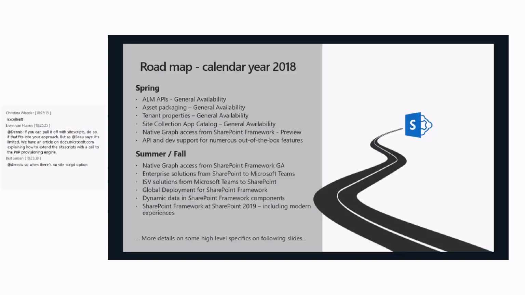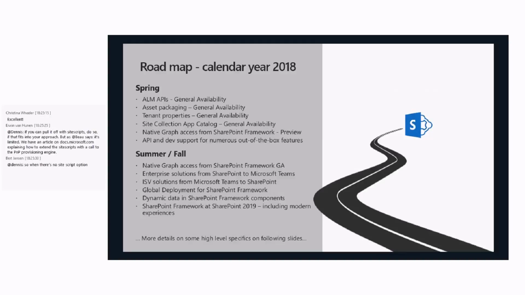Calendar year, we released a lot of stuff during the spring. Obviously, right now on the summer-fall timeframe, we want to have a GA version of the Graph access for SharePoint Framework. That is not part of the 1.5. That's right now planned to be in 1.6. We're going to talk about that one in a second.